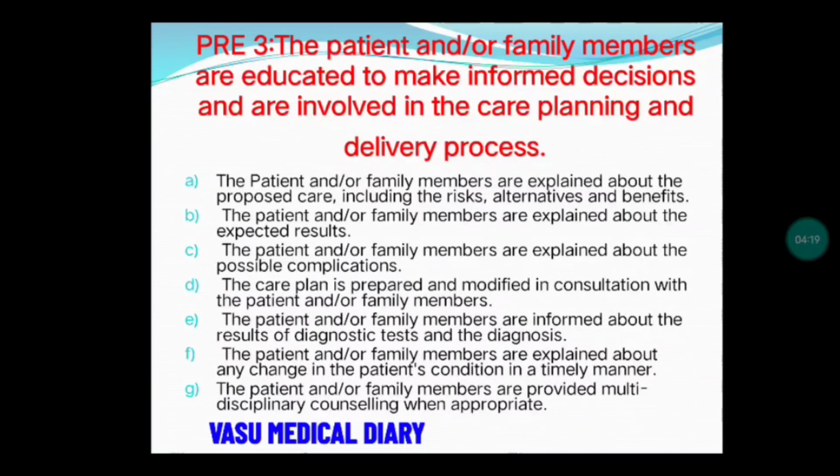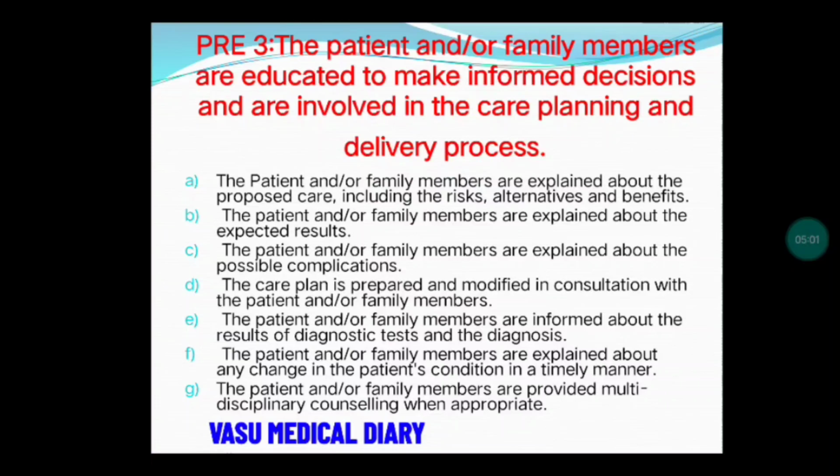Standard number 3. The patient and family members are educated to make informed decisions and are involved in the care planning and delivery process. Objective elements. The patient and family members are explained about the proposed care, including the risk, alternatives, and benefits. Whatever we have decided, maybe a medical management or a surgical management, we have to inform the patient about the risk-benefit ratio. What is the particular risk when they are undergoing medical or surgical management? What would be the outcome? All risks and benefits, everything we have to discuss with the patient.